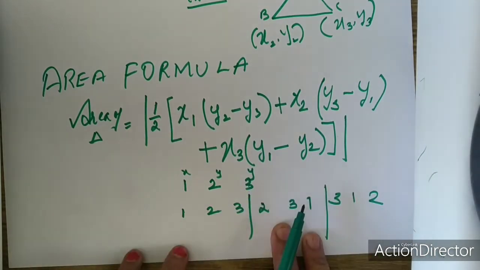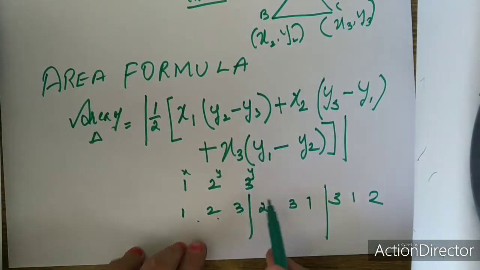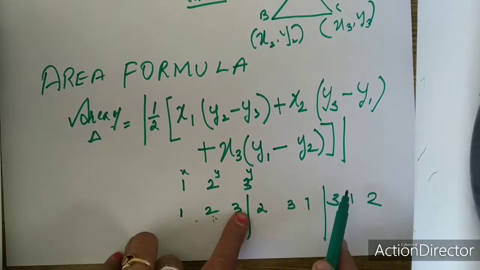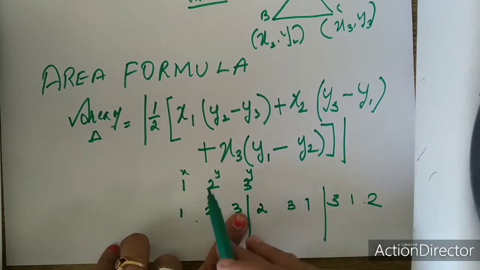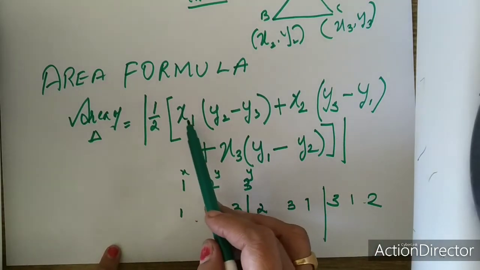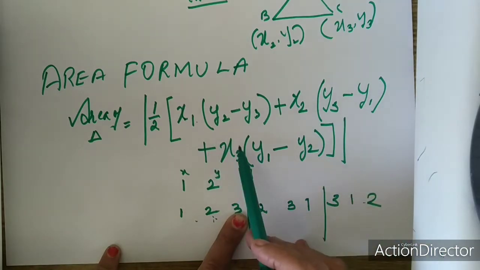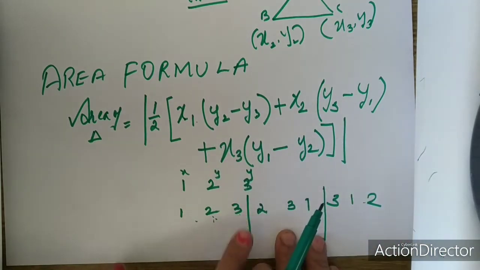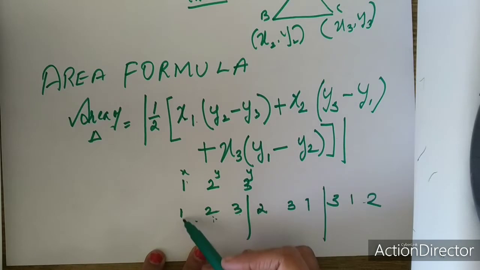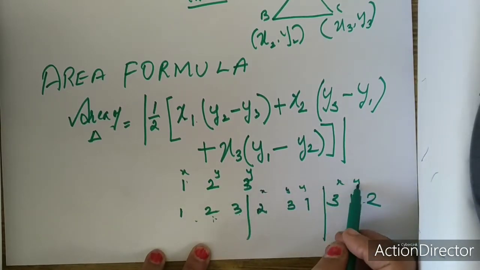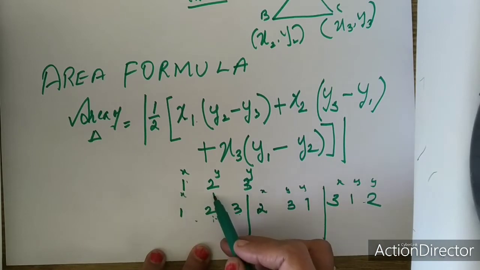I think it's very easy to remember. First it is 1, 2, 3. Next you start with 2, so 2, 3, 1. Next you start with 3, so it is 3, 1, 2. In this way you can remember x1, y2, y3, x2, y3, y1 and x3, y1, y2. This is one way of remembering it. So always it is x, y, y; x, y, y; here also x, y, y.